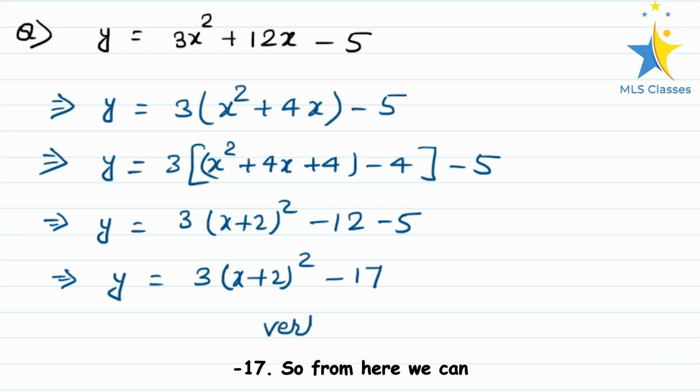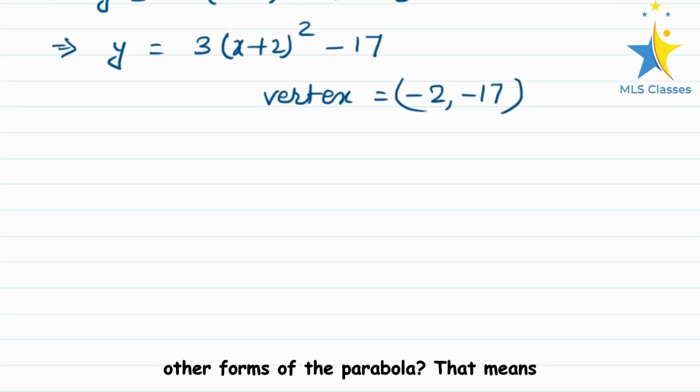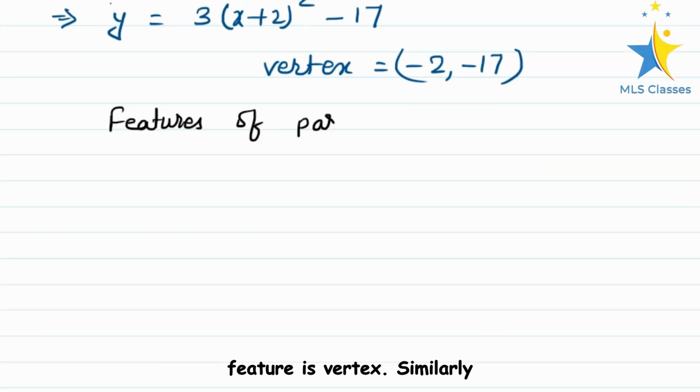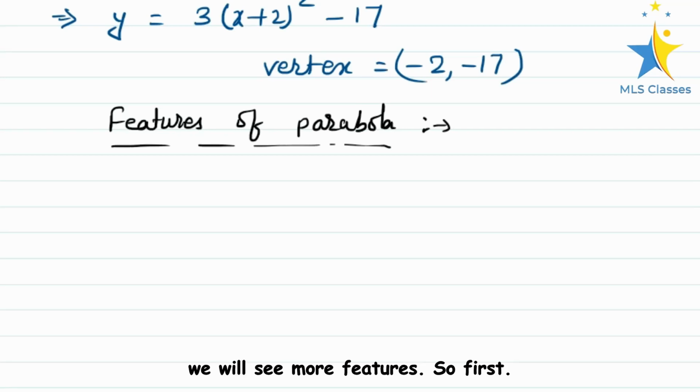So from here we can say the vertex is (-2, -17). Now, how do we find the other features of the parabola? One of the features is the vertex. Similarly, we will see more features.